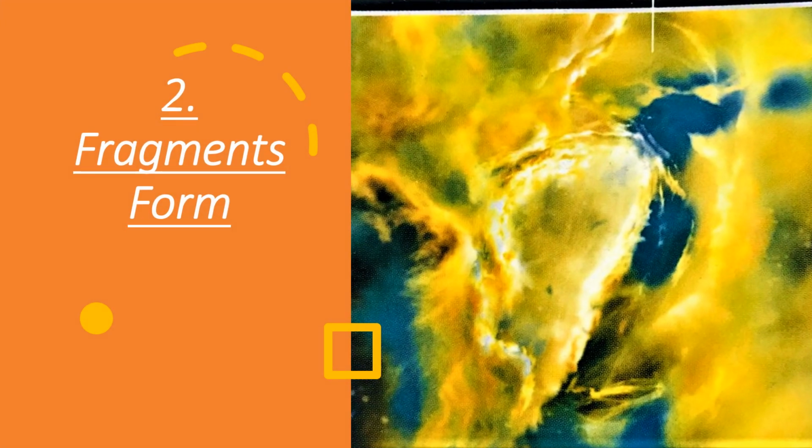Second step, fragments form. Now unstable, the cloud breaks up into fragments of different sizes and mass. The most massive and dense of these fragments are gradually pulled by their own gravity into tighter clumps. These shrinking fragments will eventually turn into protostars.